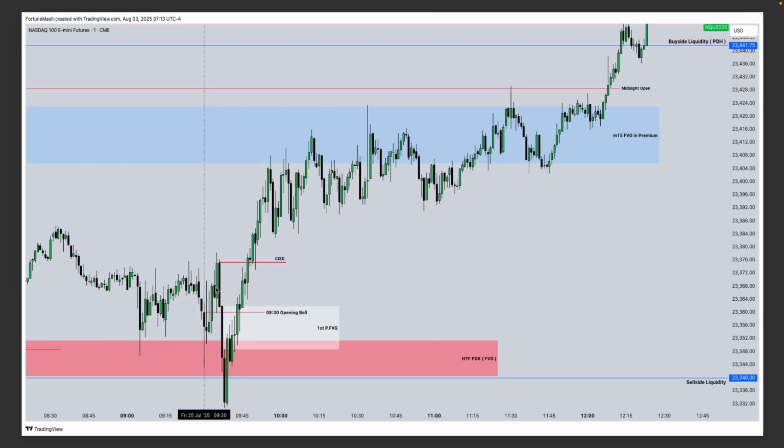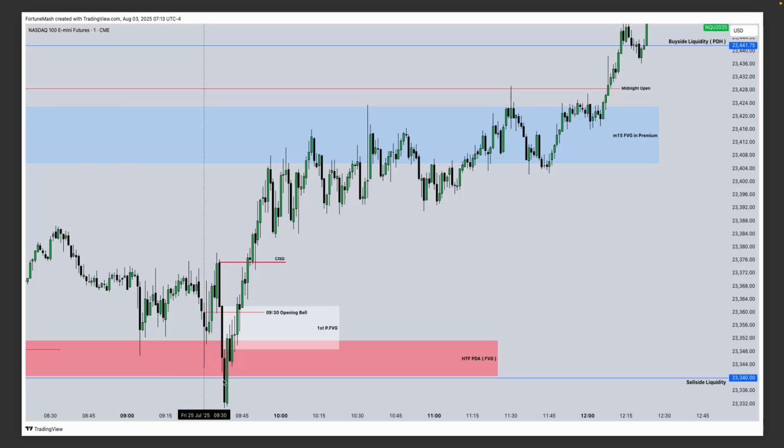So basically this is where the wick was formed. This is the 1 minute where we take our trades. So at 9:30 a.m. price went lower, reaching into that high time frame PDRA FVG, then went a little bit higher, taking buy stops, then continuing lower aggressively.